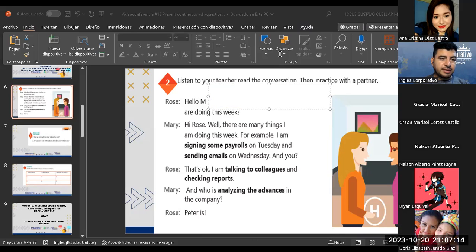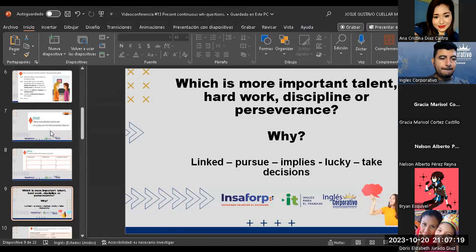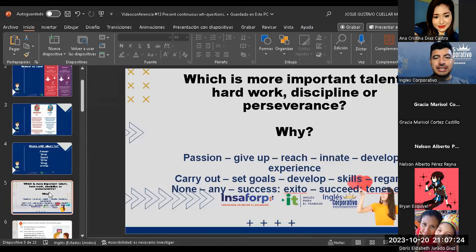Here we have an... Okay, we're going to do this. Which is more important? Talent, hard work, discipline, or perseverance, and why? Okay, I'm going to give you a couple of seconds, please. I need you to text and write your answer in the chat. Sé que les envié el speaking activity un poquito tarde, verdad, las disculpas del caso, pero si me pueden dar un par de ideas o una idea en específico, cuál consideren más importante o si son todas. Okay, talent, hard work, discipline, or perseverance.